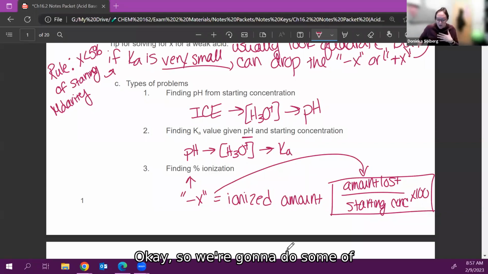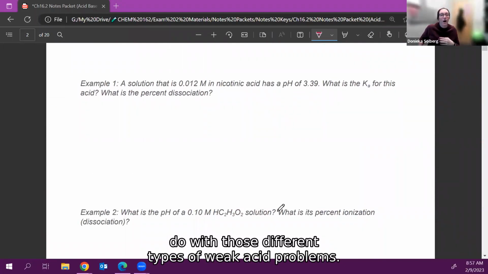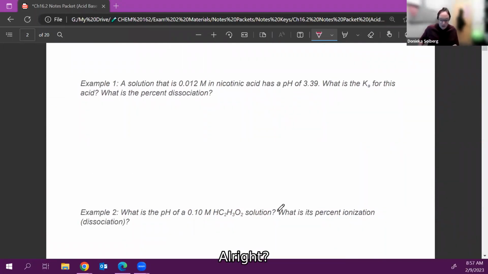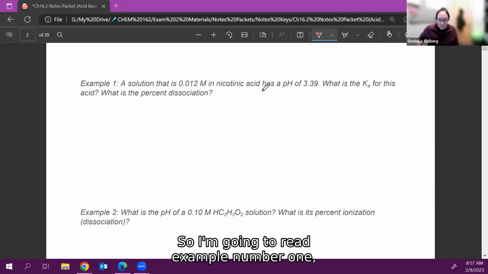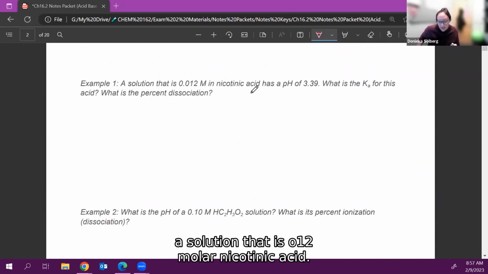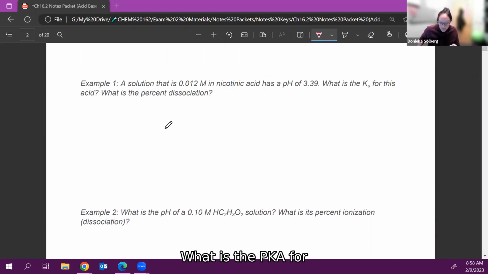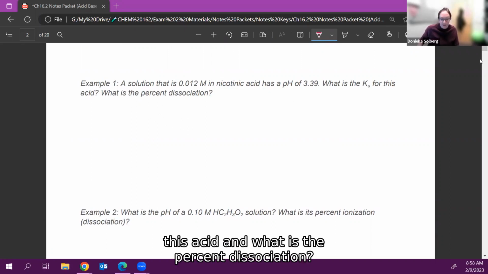Okay, so we are going to do some of these examples now that have to do with those different types of weak acid problems. All right, so I'm going to read example number 1. A solution that is 0.012 molar in nicotinic acid, that's the acid based on nicotine, has a pH of 3.39. What is the Ka for this acid, and what is the percent dissociation?